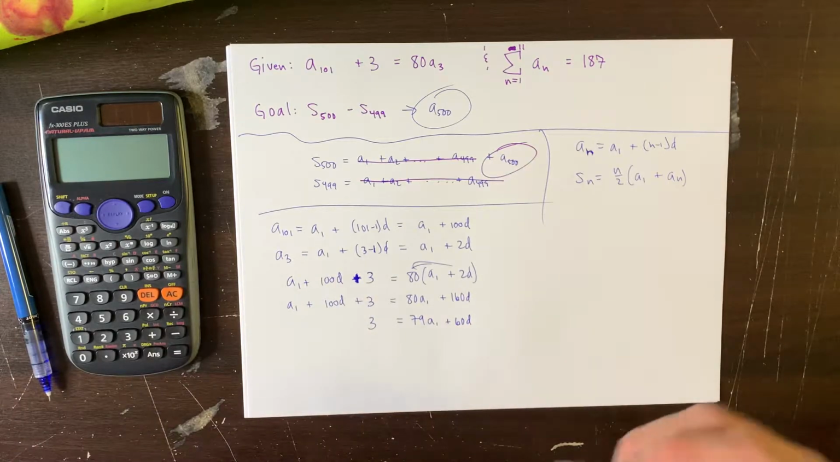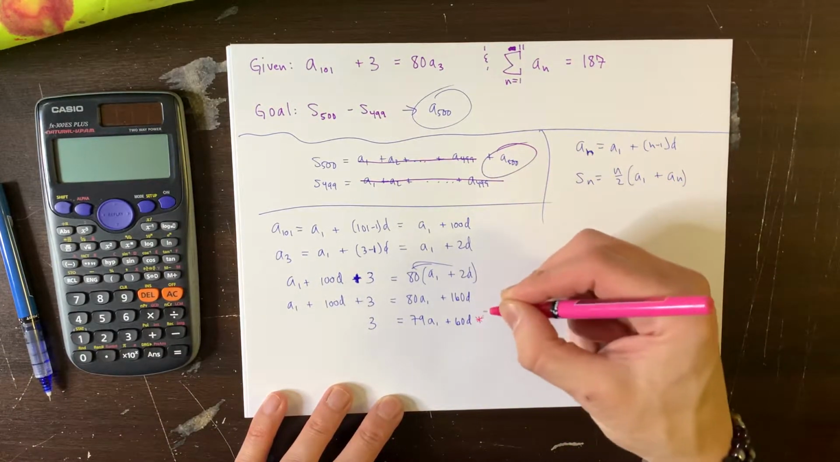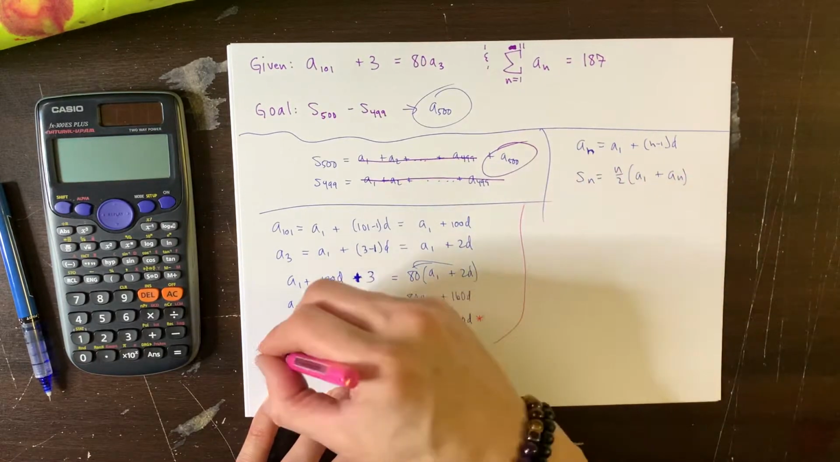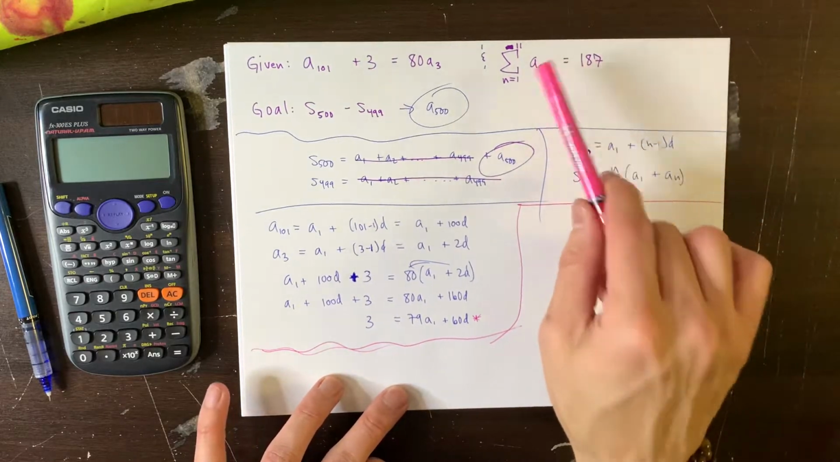Now, with this pink marker, let me just put a little asterisk right there. And let me walk away for a moment. Let me leave that be. I'm going to walk away and I'm going to come back. Now let's play with this information here.